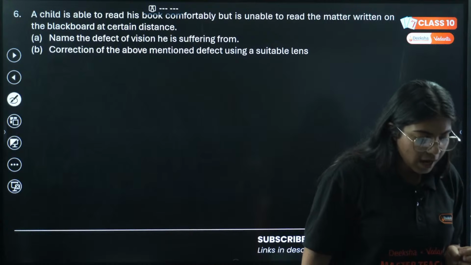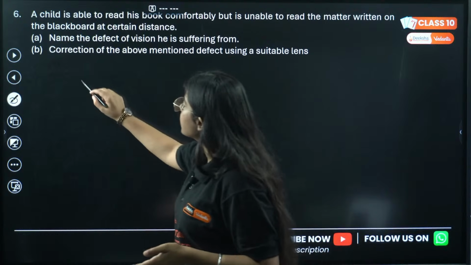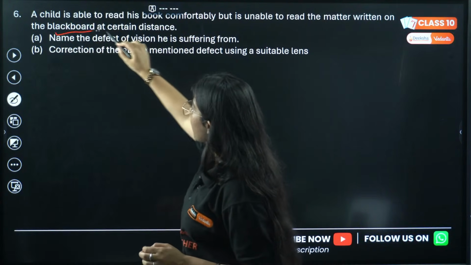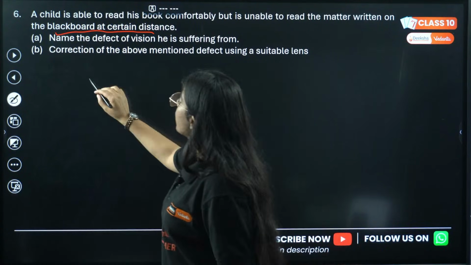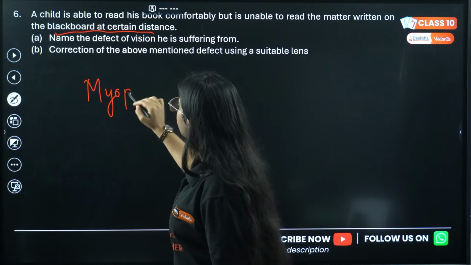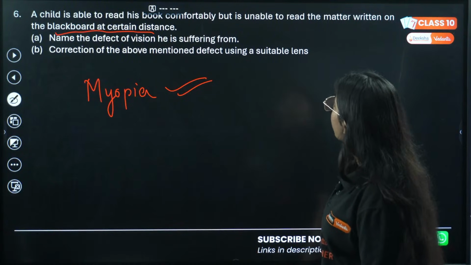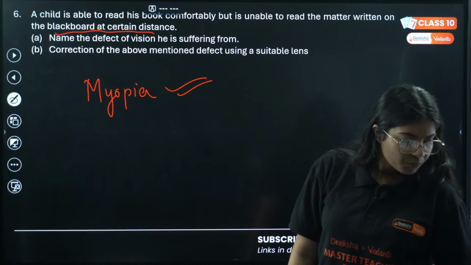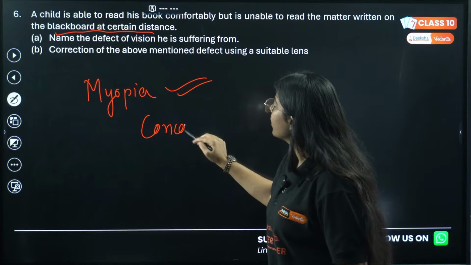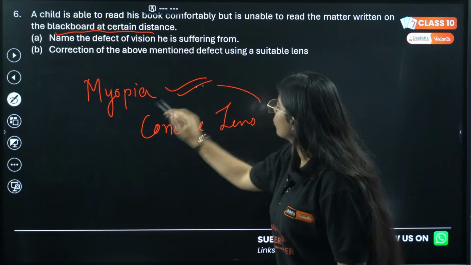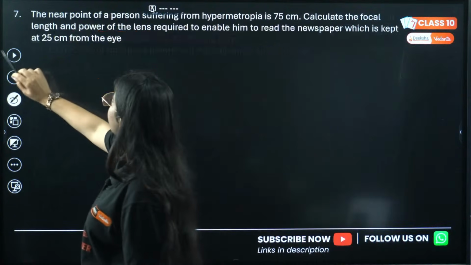Sudarshan is saying myopia. Okay, Aryan is also saying myopia. Correct. If you can't see distant objects clearly, the blackboard is definitely a certain distance away from us and the book is near us. So you can see near objects clearly but not far ones, that is myopia. Correction of the above mentioned defect using a suitable lens? Tanya is saying concave. Sudarshan is also saying concave. That is correct, so a concave lens can be used to correct this defect. Done? Let's move on to the next question.